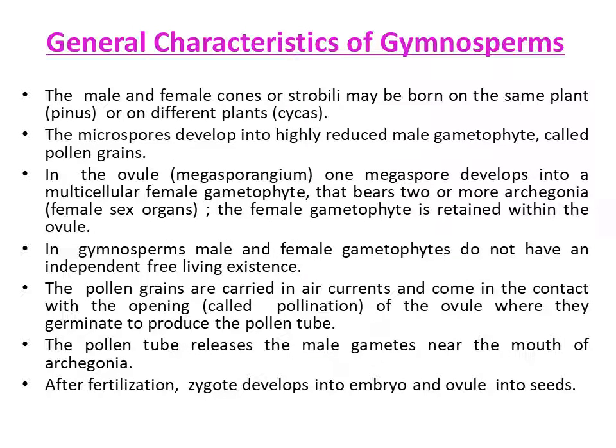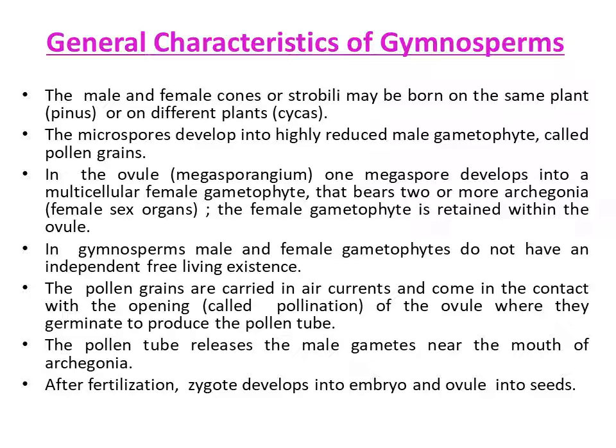The male and female cones or strobili may be borne on the same plant as in Pinus or on different plants as in Cycas. The microspores develop into highly reduced male gametophyte called pollen grain. In the ovule megasporangium, one megaspore develops into the multicellular female gametophyte that bears two or more archegonia. The female gametophyte is retained within the ovule. In gymnosperms, male and female gametophytes do not have an independent free-living existence.